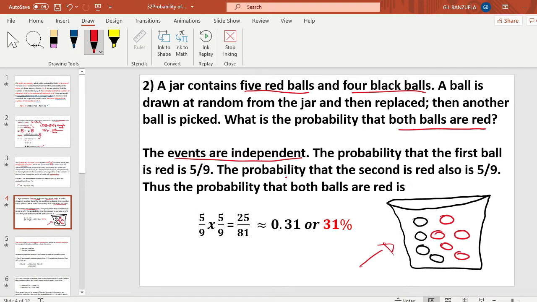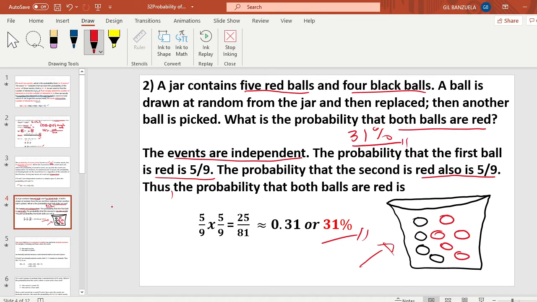So the probability that the first ball is red is 5 over 9. Then we return the ball, no? Then the probability of the second ball to be red is also 5 over 9, since we replace or return the ball that we've got. Thus the probability that both balls are red is 5 over 9 times 5 over 9, or simply 25 over 81, or 0.31, or 31%. So the probability that both balls are red is 31%.